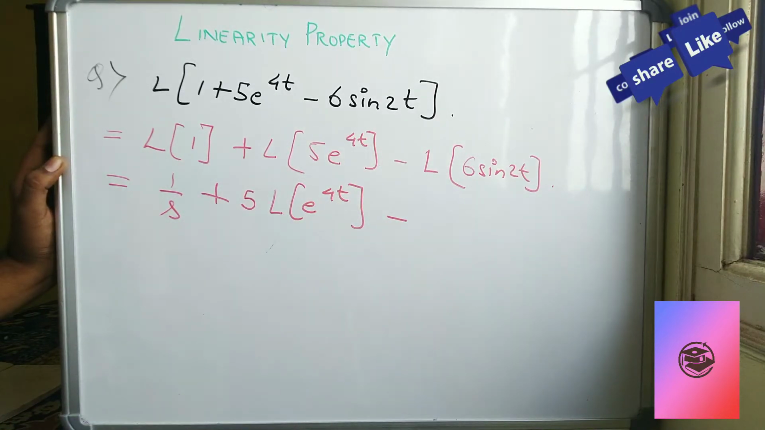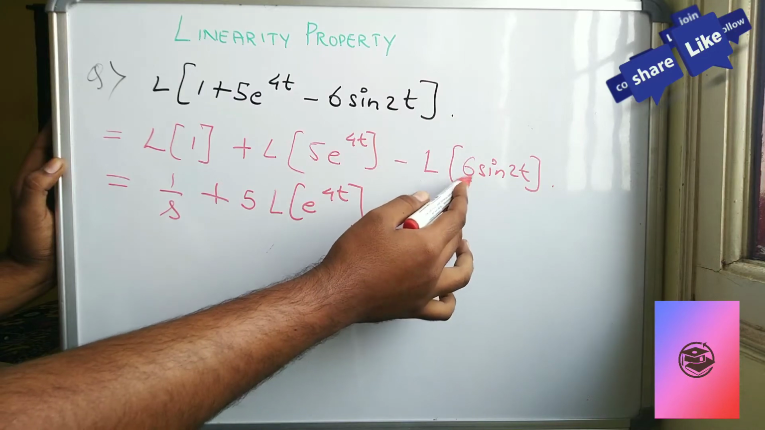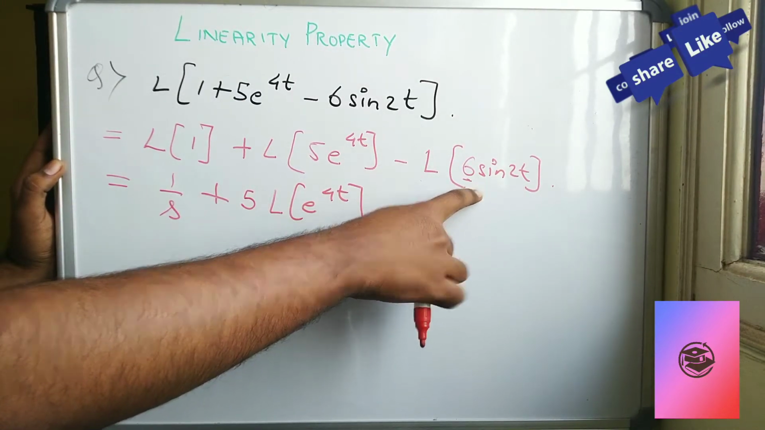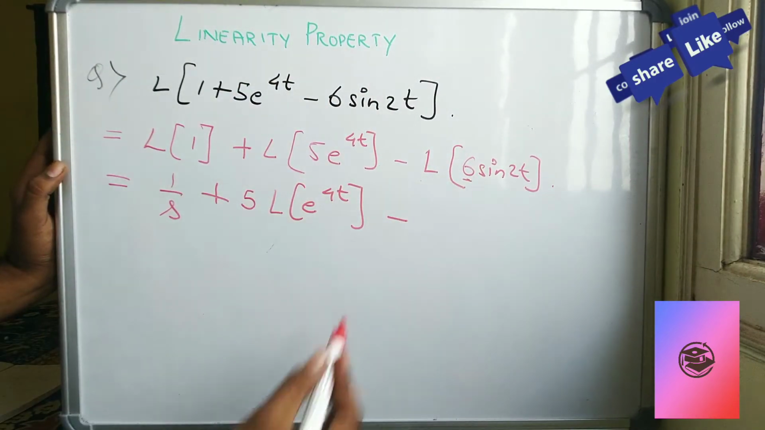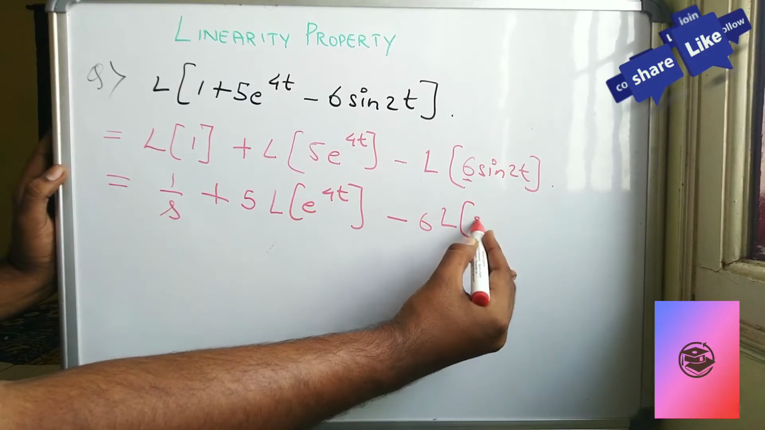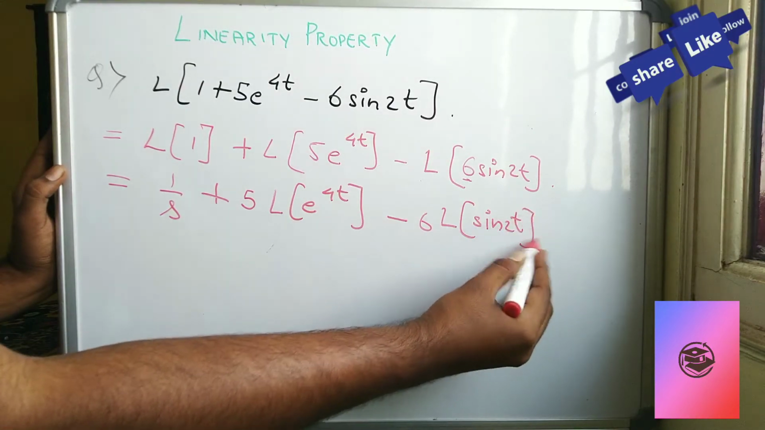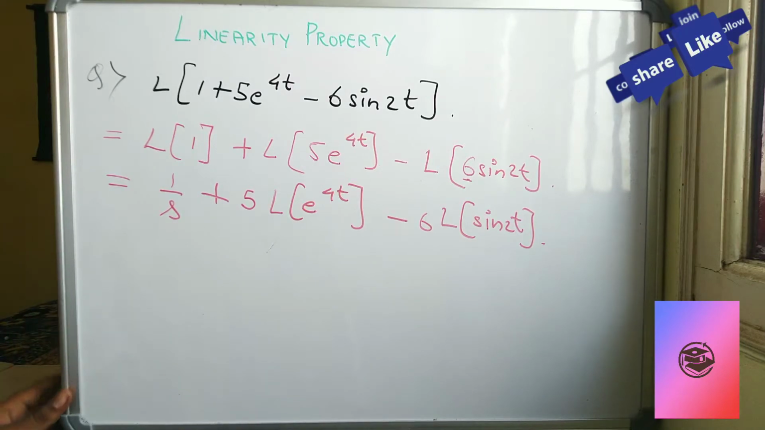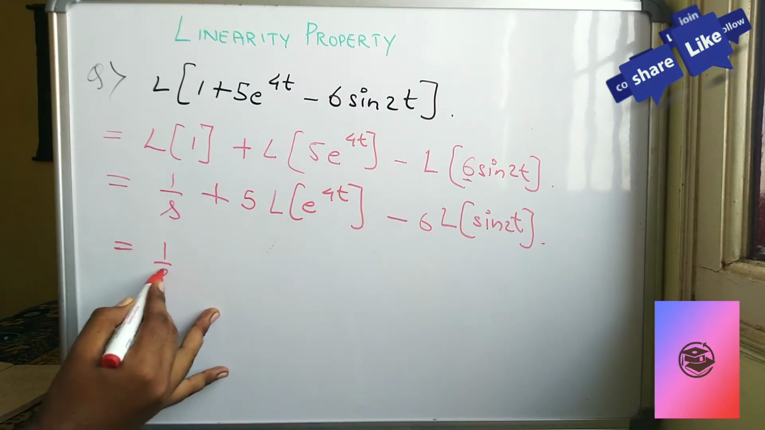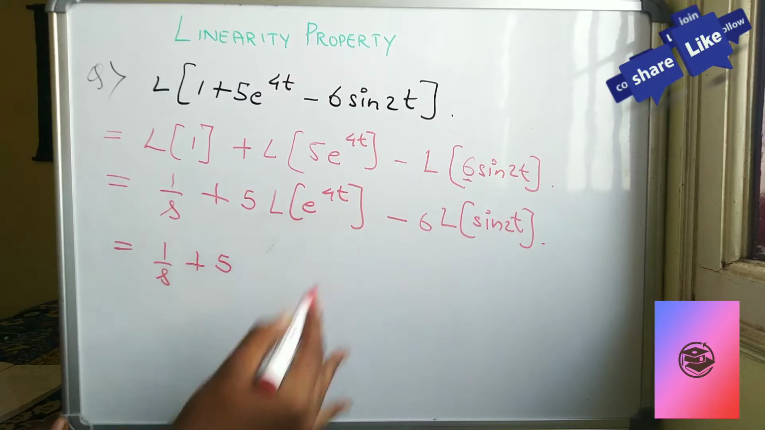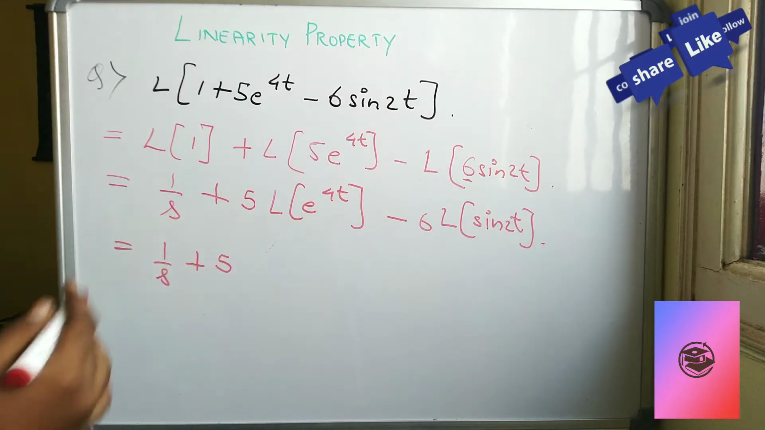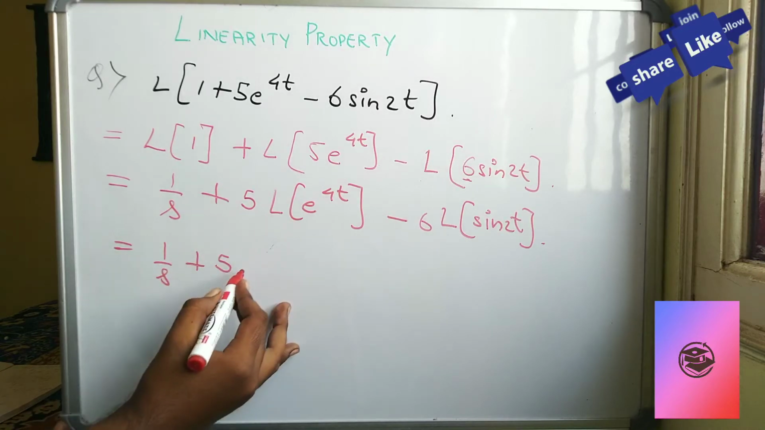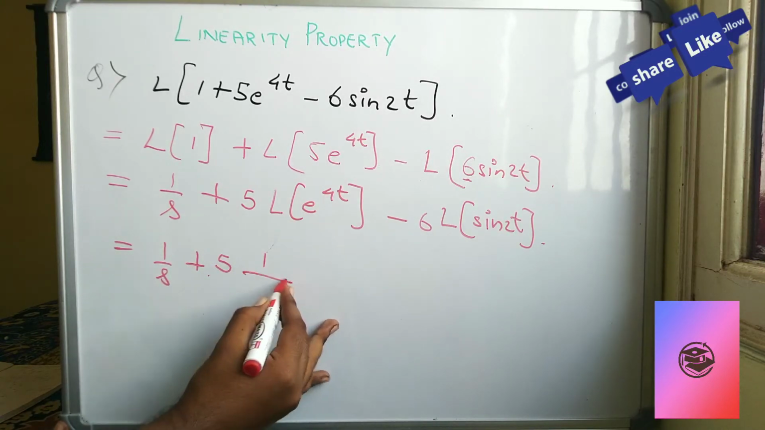Minus, the same thing again. 6 is a constant, you have to take it outside, since it is multiplied with a function, so you take 6 outside, times the Laplace transform of sine 2t. This is the basic thing. Now 1 by s plus 5 into the Laplace transform of e power 4t. What is the Laplace transform of e power at? That is nothing but 1 by s minus a.